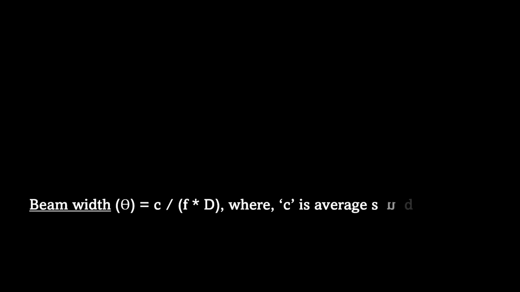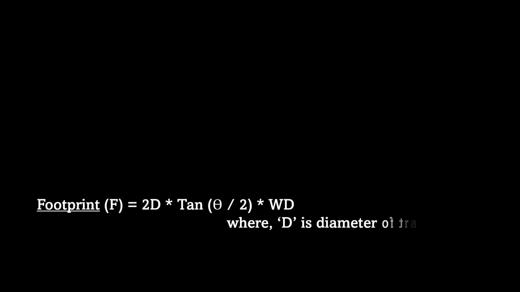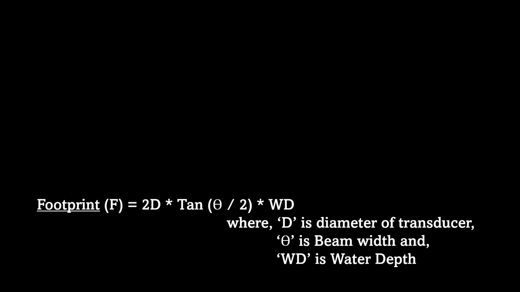Beam width or theta is equal to C divided by F multiplied by D, where C is the average sound velocity in water column, F is the operating frequency and D is the diameter of the transducer. And the formula for footprint is equal to 2 multiplied by D multiplied by 10 under bracket beam width divided by 2 bracket closed multiplied by water depth, where D is the diameter of the transducer.